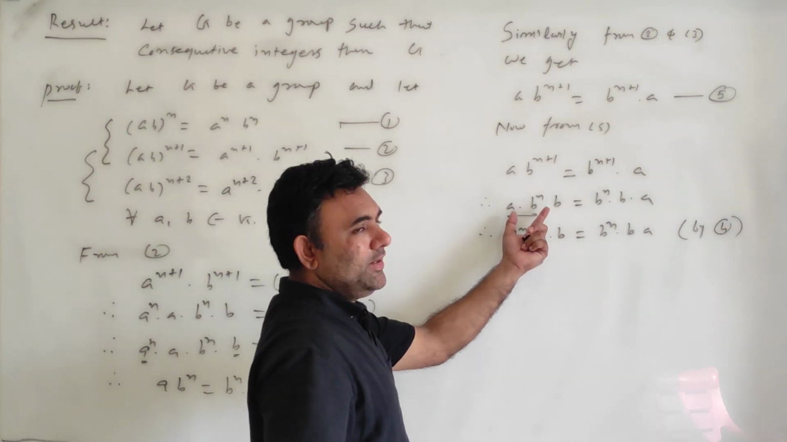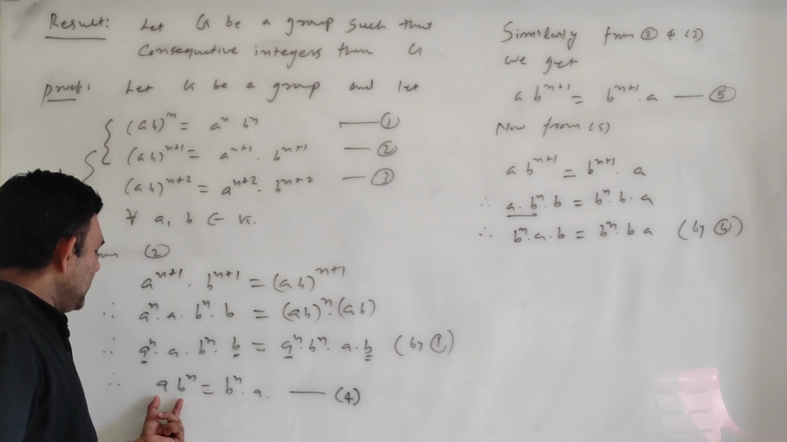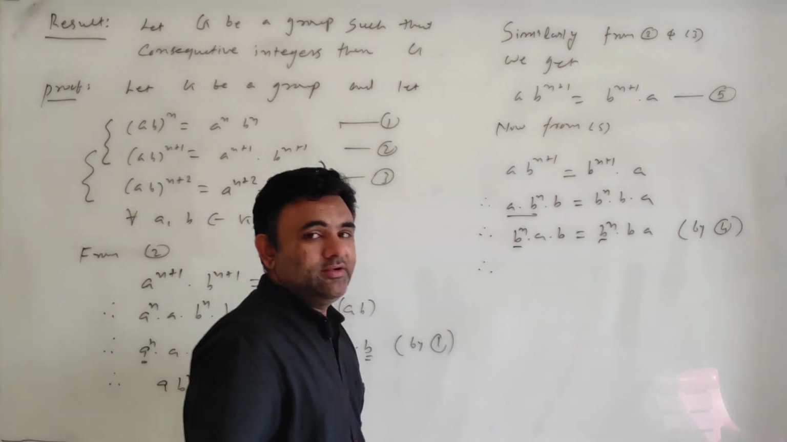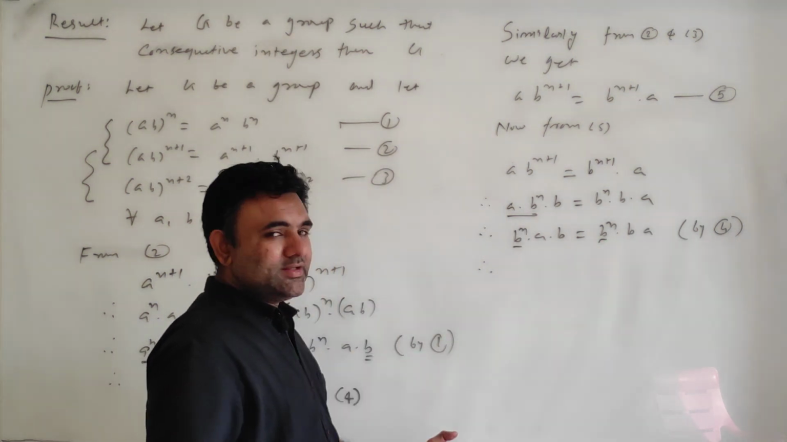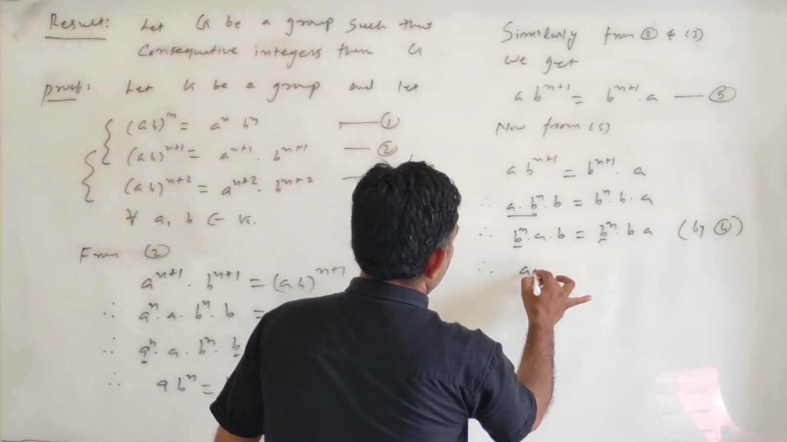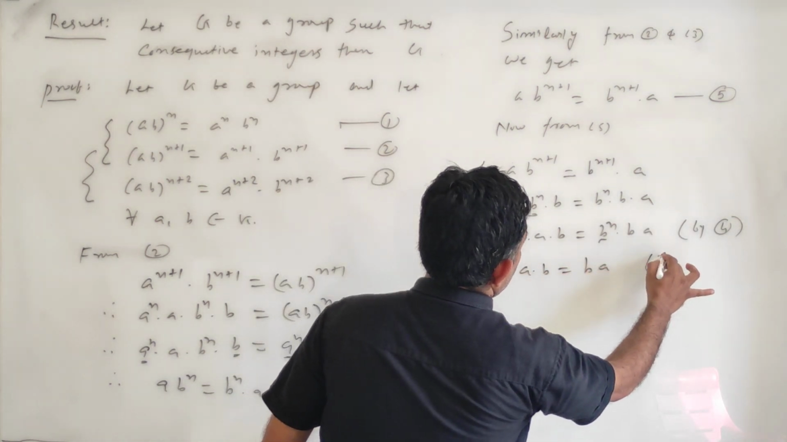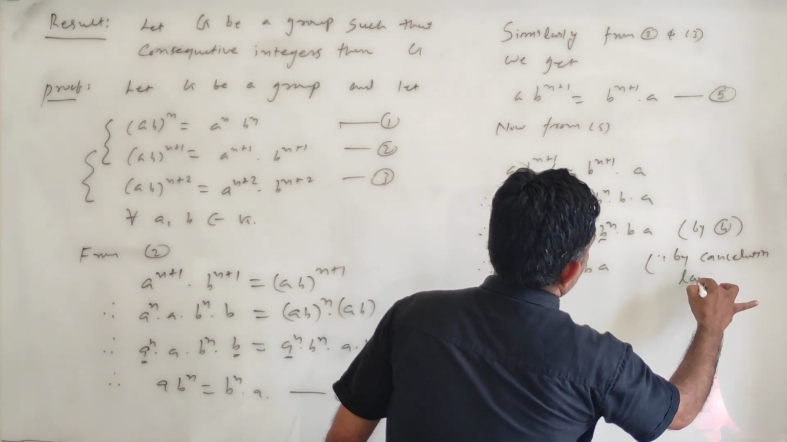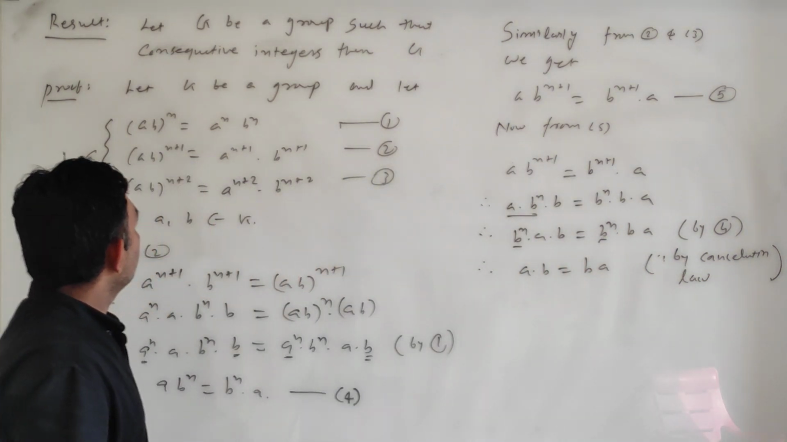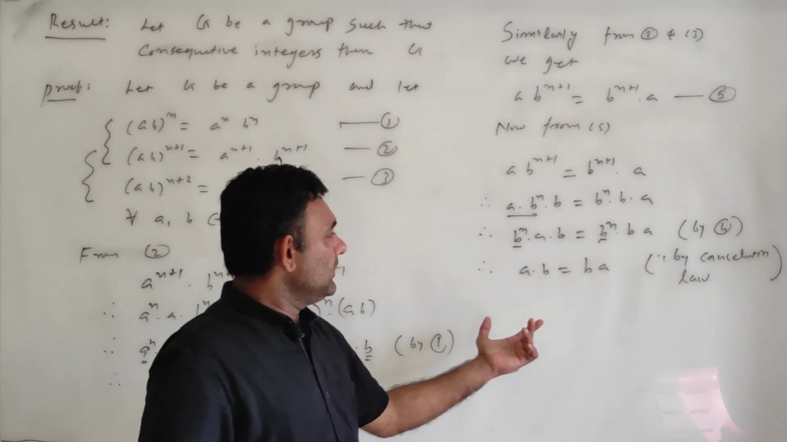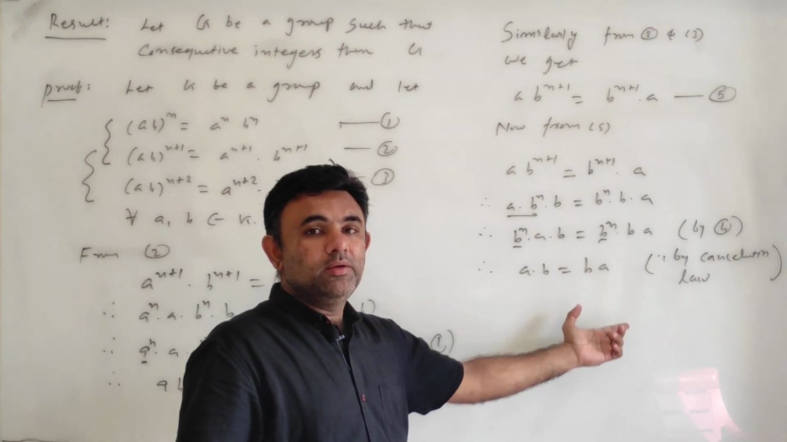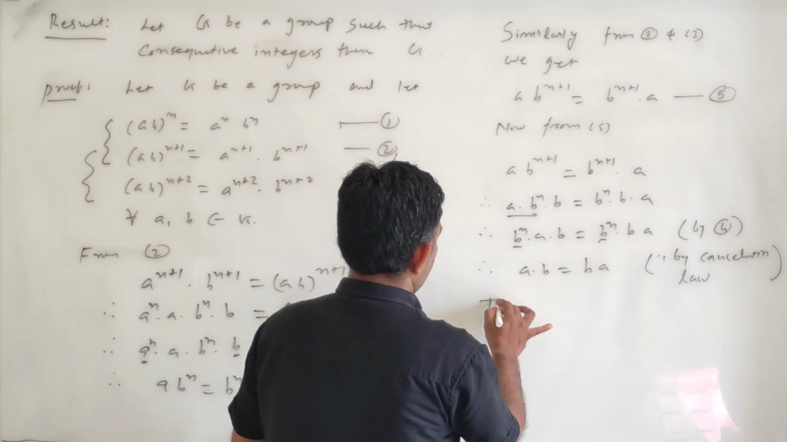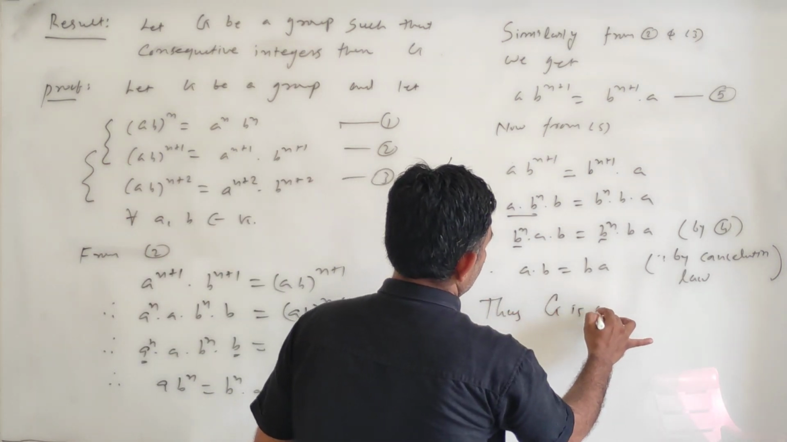By 4, a and b raised to n can commute. So in place of ab raised to n I can write b raised to n a. Now I have b raised to n on the left side. So by left cancellation law, I am left with a into b is equal to b into a. So what I have proved is that for any two elements a, b, ab is equal to ba, and to prove this I used all these three conditions. Thus G is abelian.